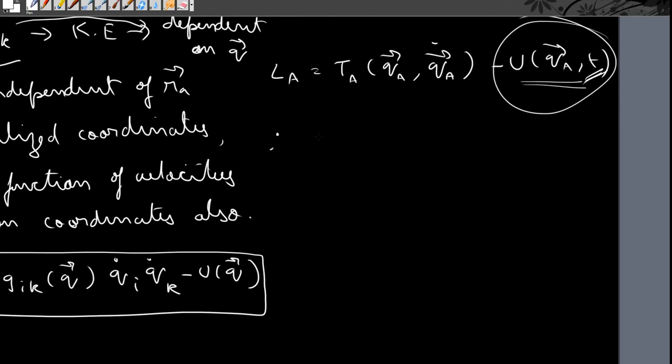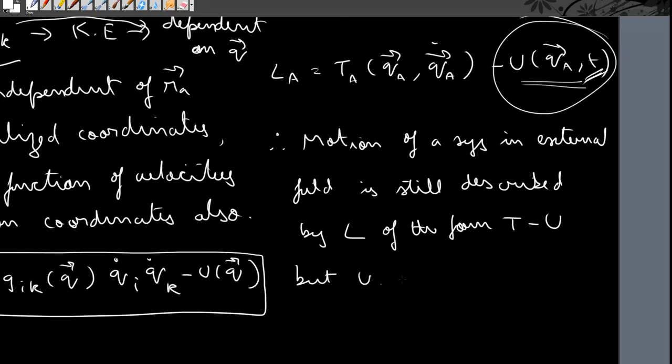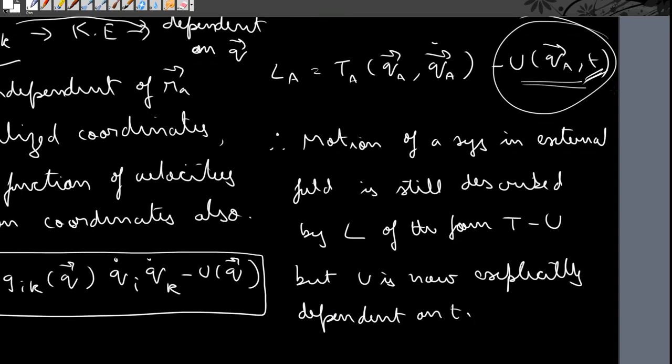Okay, so therefore motion of a system in an external field is still described by the Lagrangian of the form T minus U, but U is now explicitly dependent on time. Okay, and that is what we have derived here.